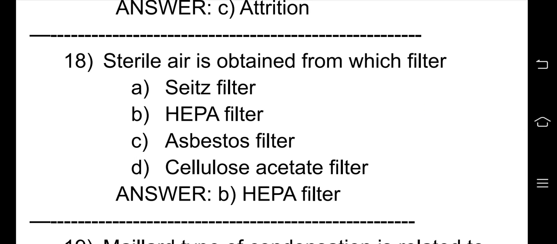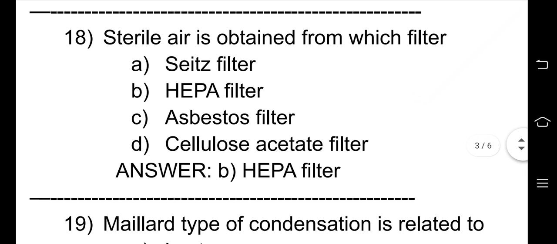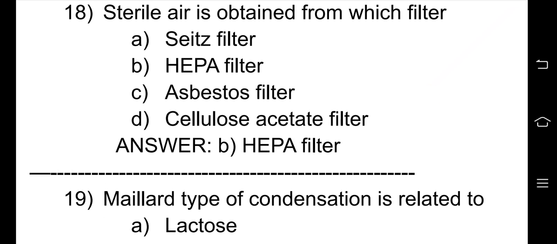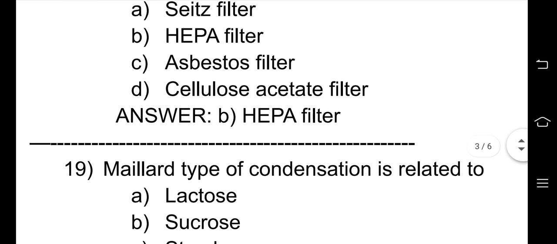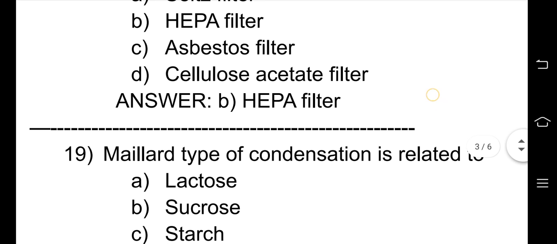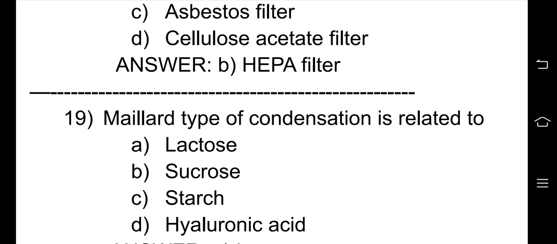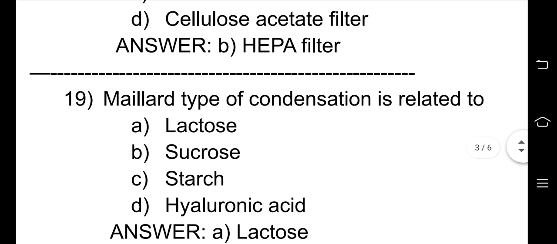Now coming to 19th question. Maillard type of condensation is related to option A lactose, option B sucrose, option C starch, and option D hyaluronic acid. So here the starch is a homopolysaccharide and hyaluronic acid is a heteropolysaccharide. The Maillard type of condensation is related to option A lactose.